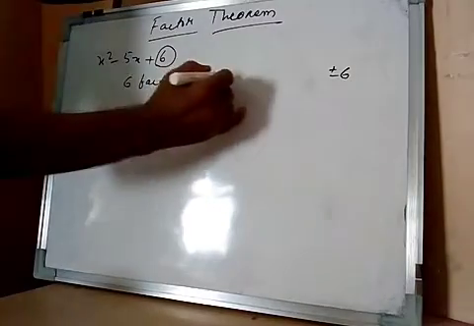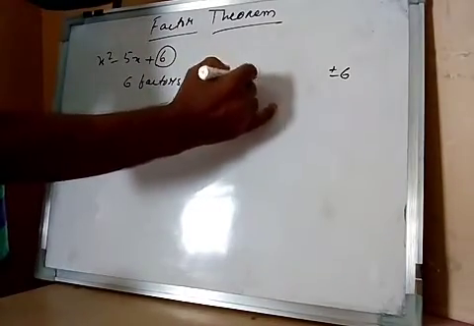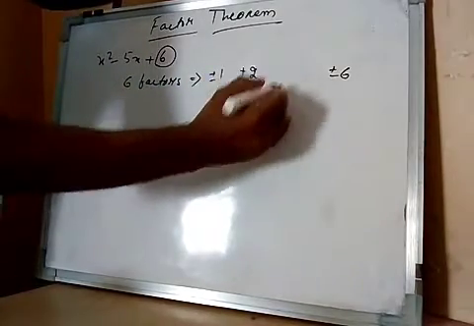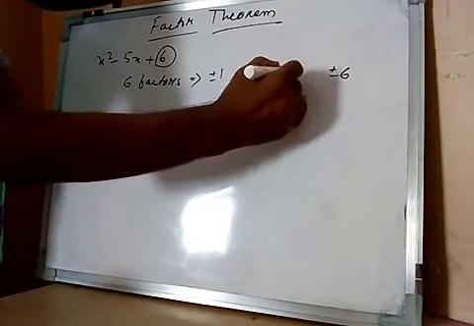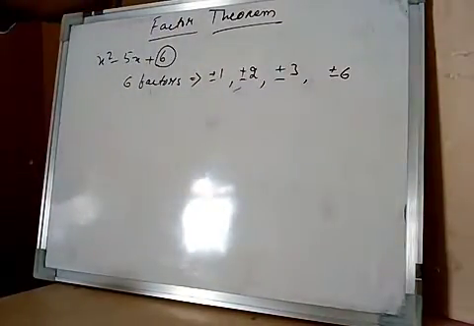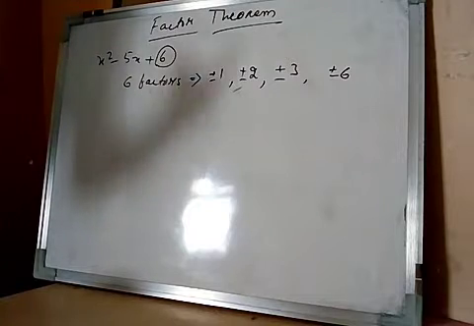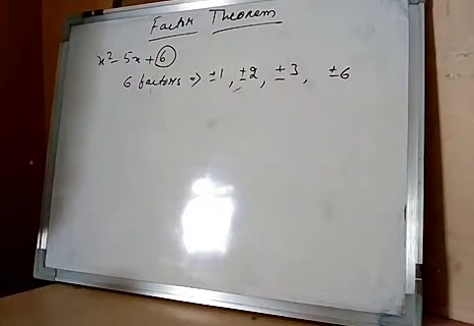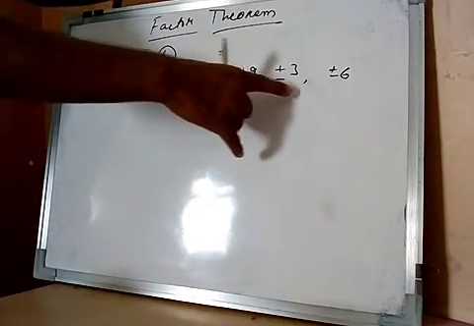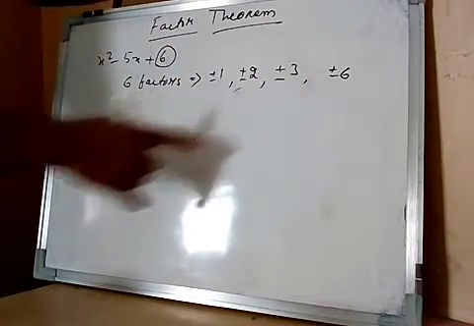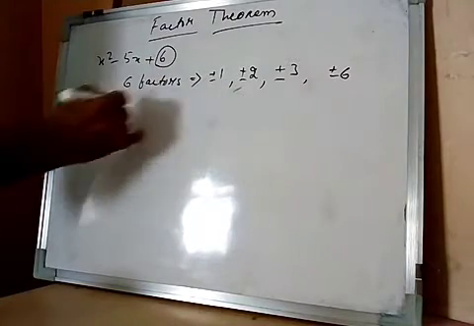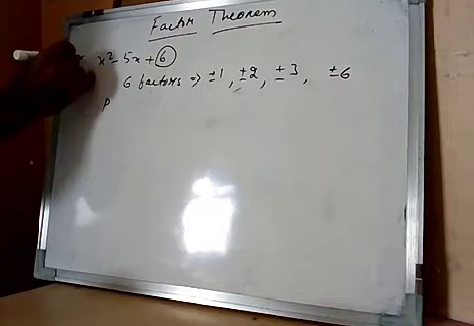Now 2 times 3 is 6, so it may be plus 2 or minus 2, and 3 times 2 is 6, so plus 3 or minus 3. So these all are the factors of 6. So here x minus a will be a factor of this polynomial, so it may be x minus 1 or x plus 1, x minus 2 or x plus 2, x minus 3 or x plus 3, or x plus 6 or x minus 6.